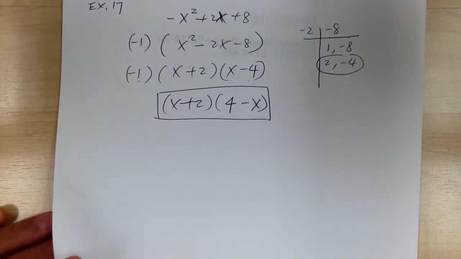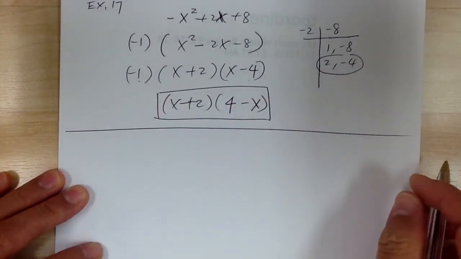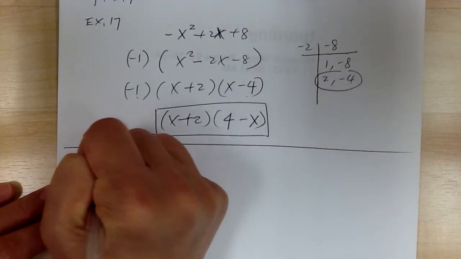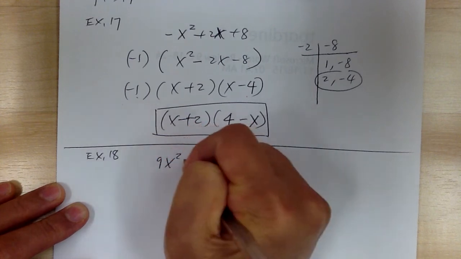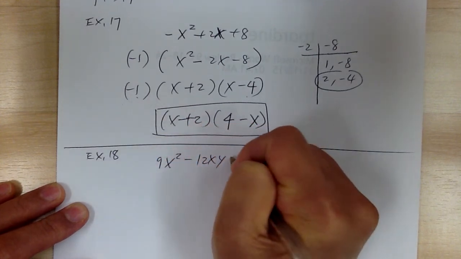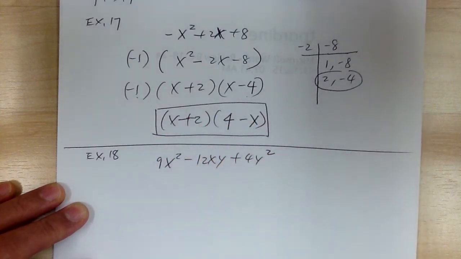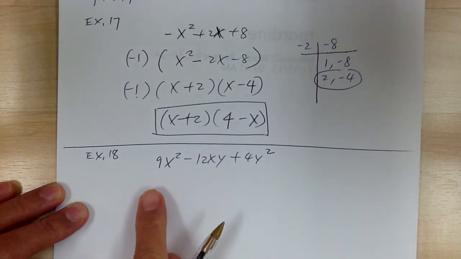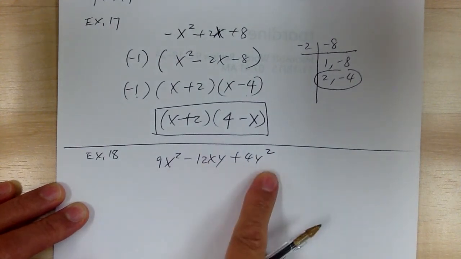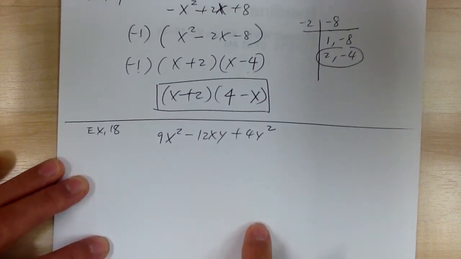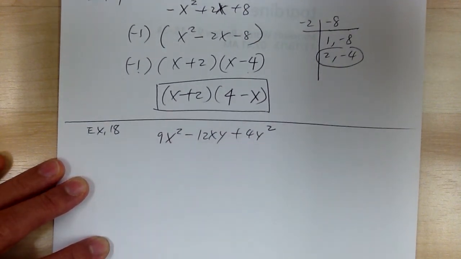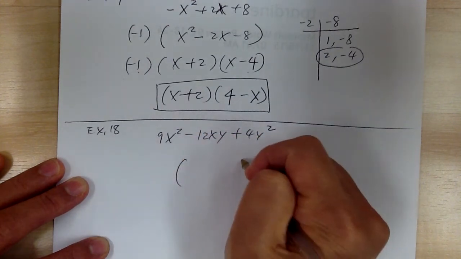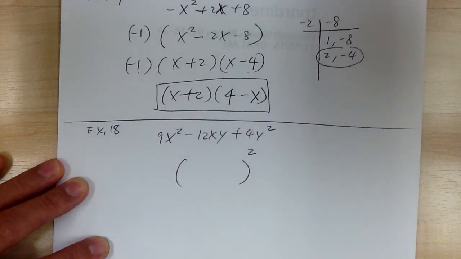Let's go to example 18. You've got 9x squared minus 12xy plus 4y squared. Again, step 1, common factor, cannot. Step 2, perfect square. This is a perfect square, perfect square, perfect square, perfect square. So this could be step 2, right? Let's double check if it's step 2.